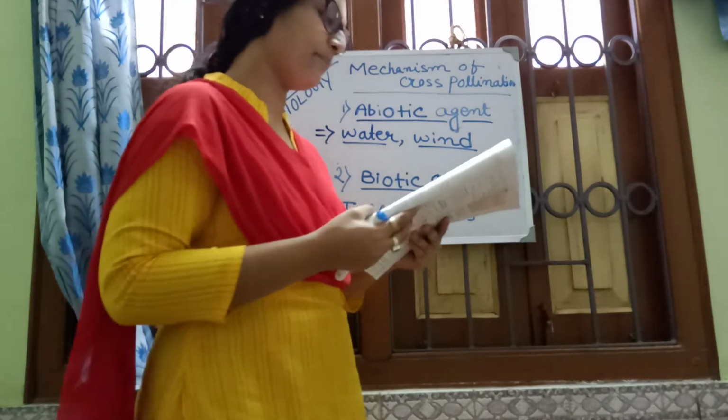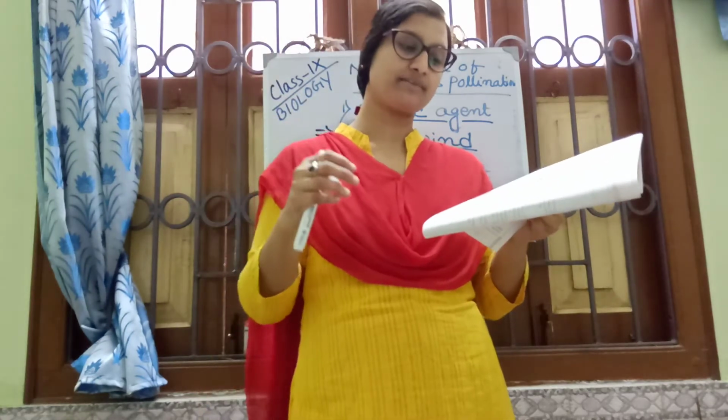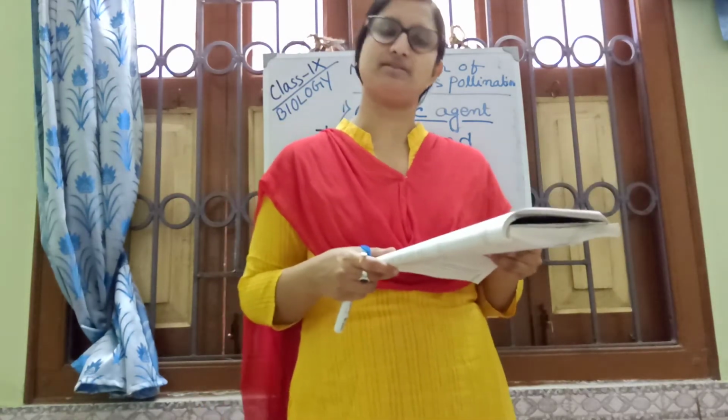The third is birds and animals. Pollination by birds is called ornithophily. An example is the hummingbird. Birds do not have a keen sense of smell but have excellent vision. The flowers have bright colors, such as red, and produce large amounts of nectar. These are the characteristic features of bird-pollinated flowers.